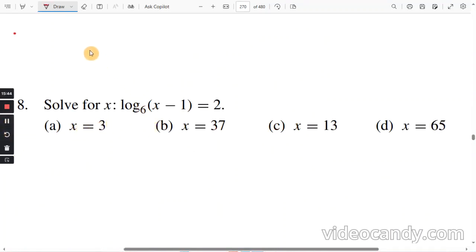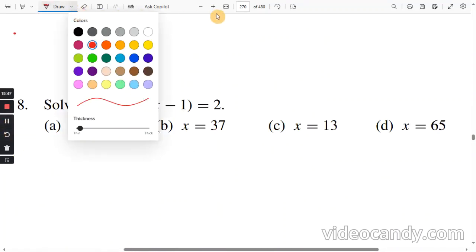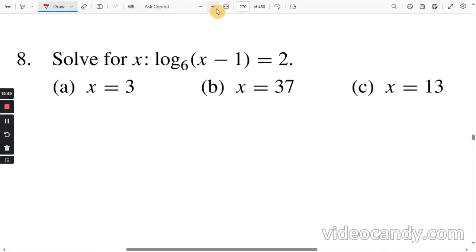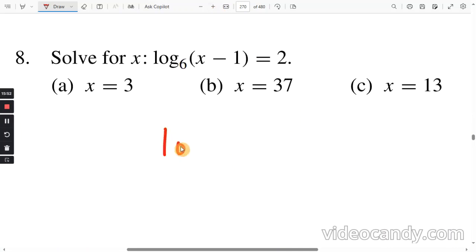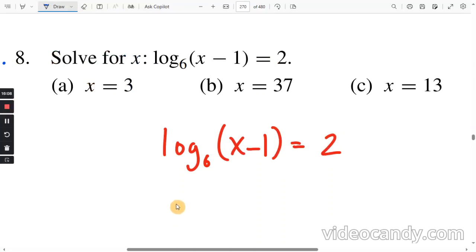Number 8, solve for x. Okay, pretty simple. Log base 6 of x minus 1 equals 2. Now, just like before when we unpacked the log and made it exponential, same thing here. This is log base 6. I am going to use this as the exponent on the number 6, because now this base matches this base. Whatever I do to the left, I want to do that to the right as well, the number 6.